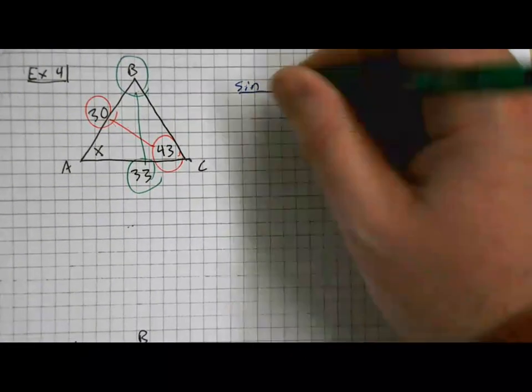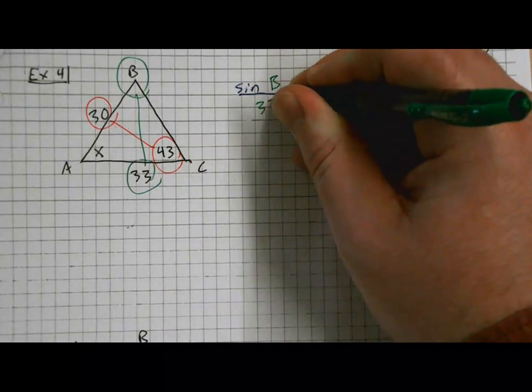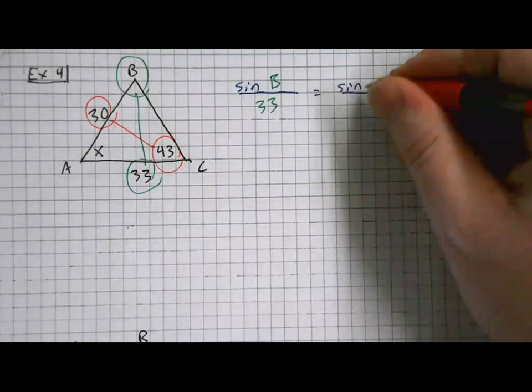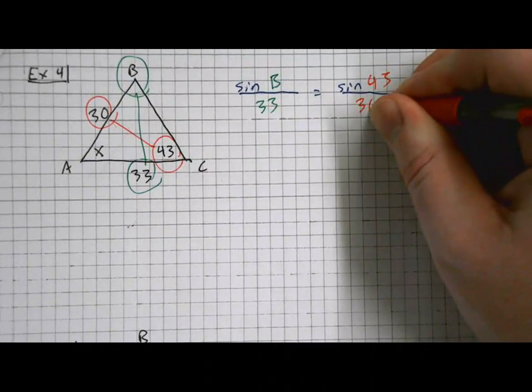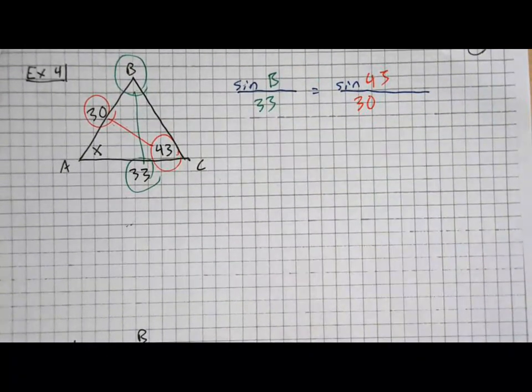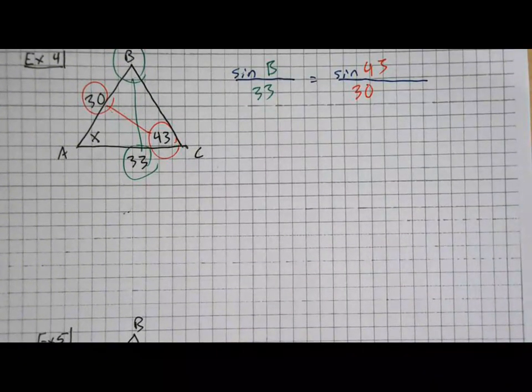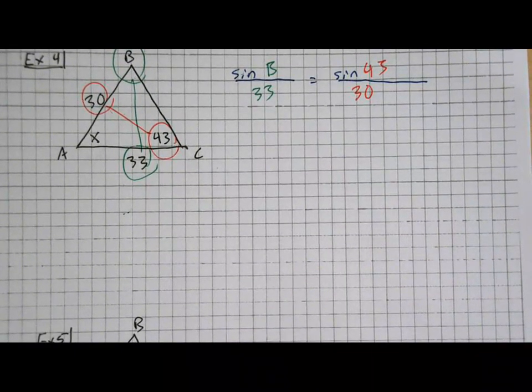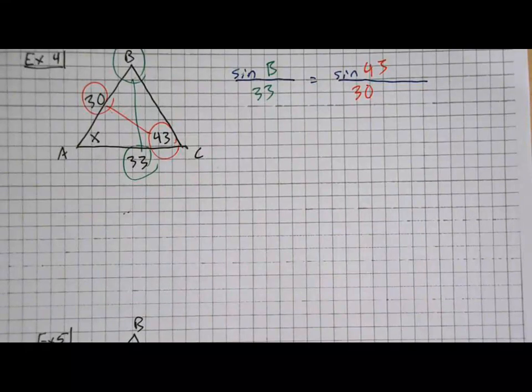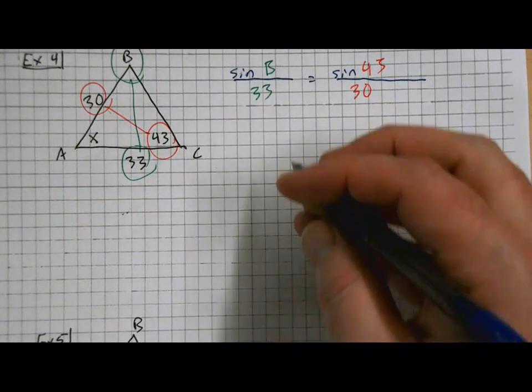So sine B is across from 33. We got angle 43 degrees across from 30. Let's go ahead and do some cross multiplying. I'll let you guys do your steps to get to where we need to be. Show as much work as you need to. I am not going to show my steps. I'm skipping ahead. You guys show your steps. I'll show you where we're going to end up.